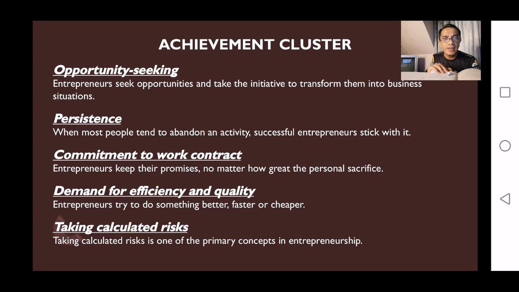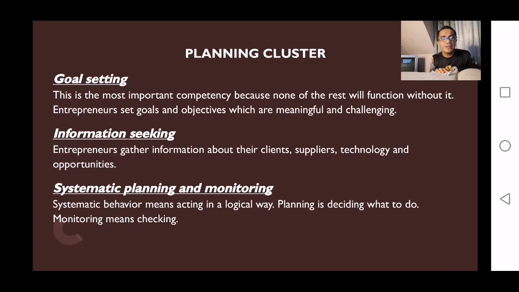Next is taking calculated risk. Taking calculated risk is one of the primary concepts in entrepreneurship. And that's the basic definition of entrepreneurship, taking risk. So you have to learn how to calculate the risk factors. So that's the first cluster, achievement cluster. The second cluster is the planning cluster. Ano na may under planning cluster? Goal setting.